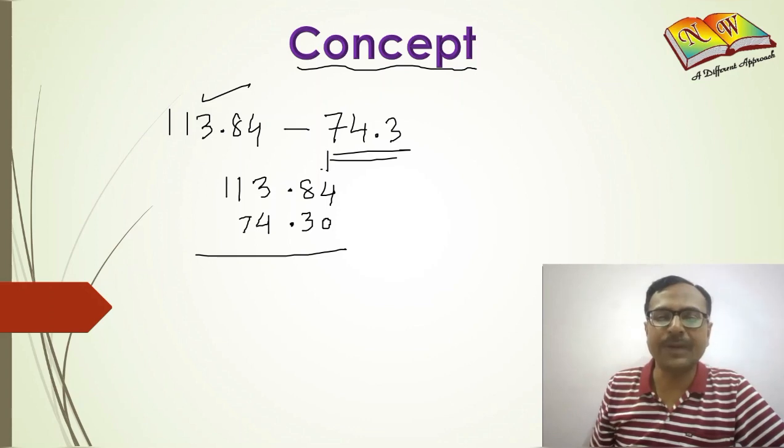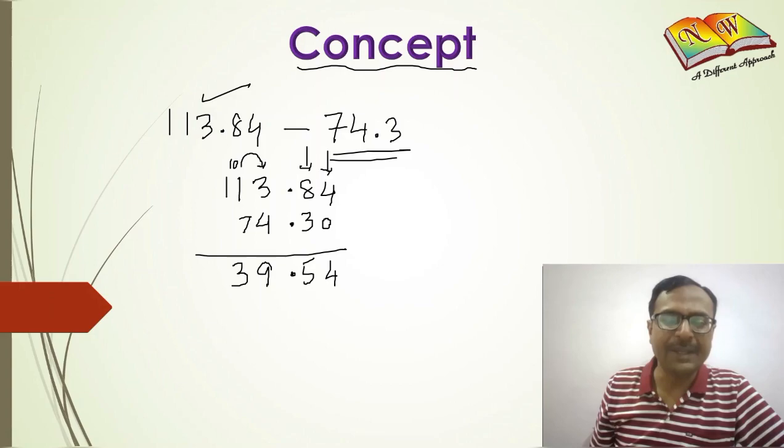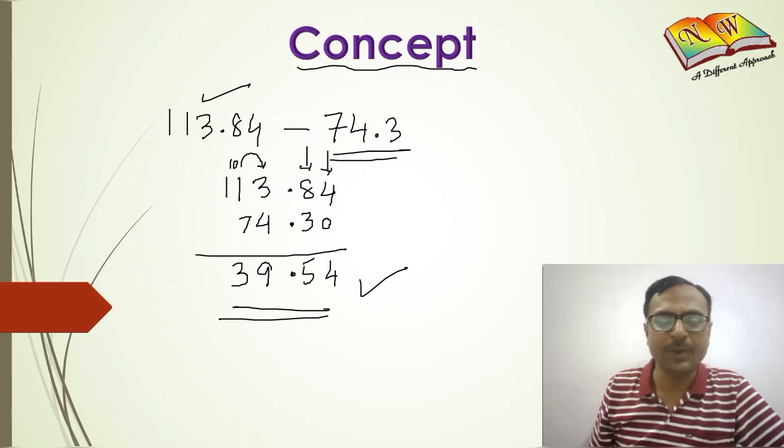Now subtract vertically. 4 minus 0 is 4. 8 minus 3 is 5. Put a decimal under the decimal, and then you have to borrow 1 from here. So this becomes 13. 13 minus 4 is 9. And so this becomes 10. 10 minus 7 is 3. And therefore the answer for the question is 39.54. And that completes this concept.